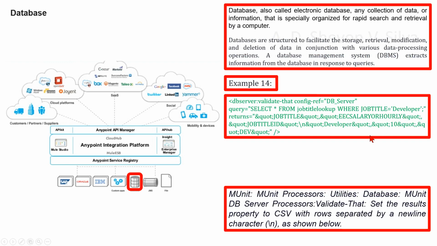Now you are considering the validate-that operation in the MUnit DB server, in database utilities in MUnit. The MUnit DB server allows you to validate that the results of the queries are as expected. To do this, you can use the validate-that operation. Set the result property to CSV, with rows separated by a new line \n as shown here.